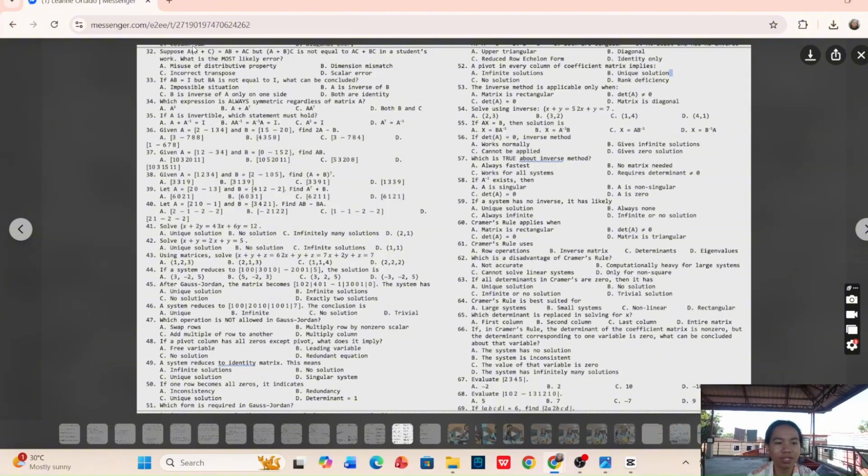Number 35 question, if A is invertible, which statement must hold? The correct answer for number 35 is letter A. This is because a matrix multiplied by its inverse equals the identity.